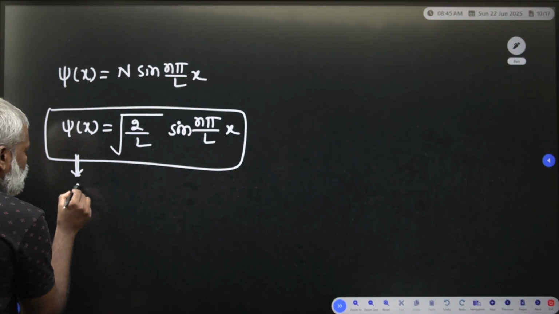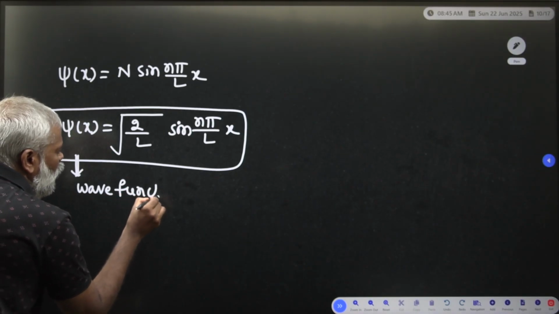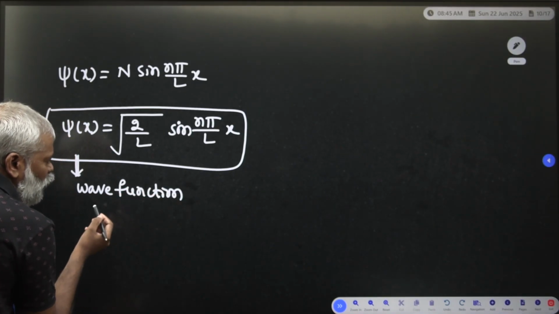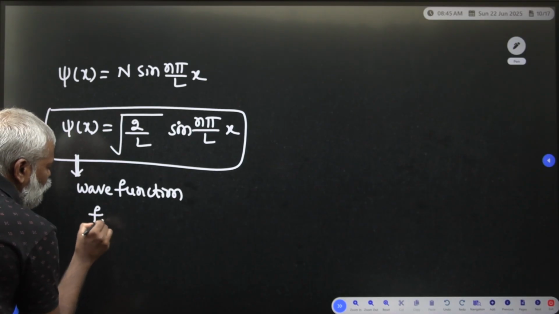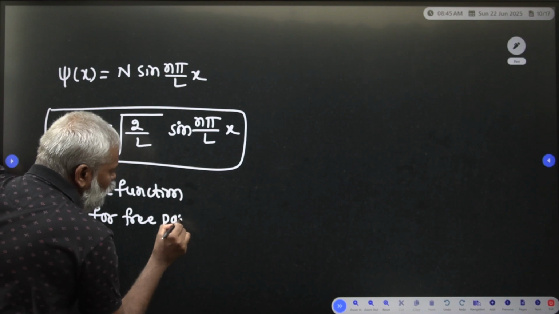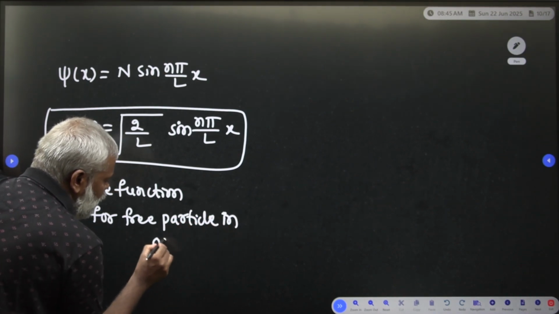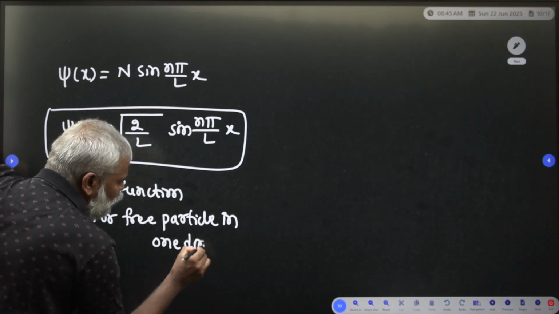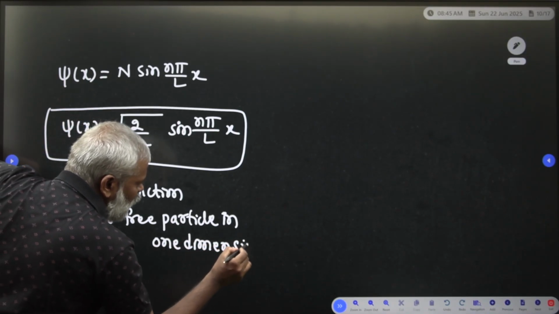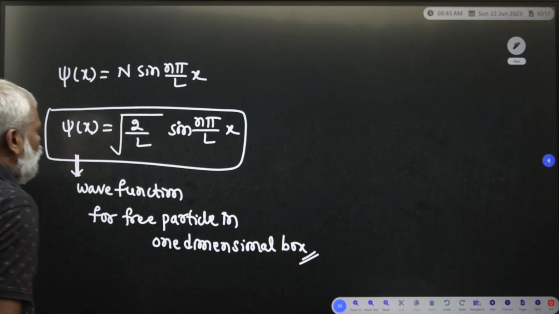The wave function equation for a free particle in one dimension. Which dimension is it? One dimensional. A free particle in a one dimensional box. This is very, very important.